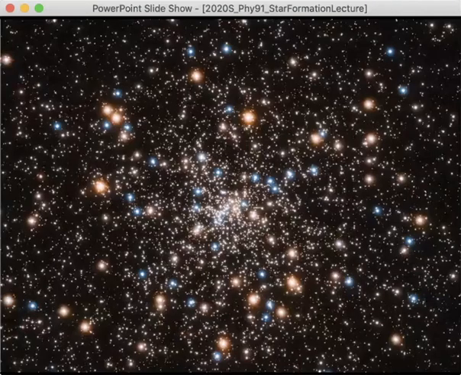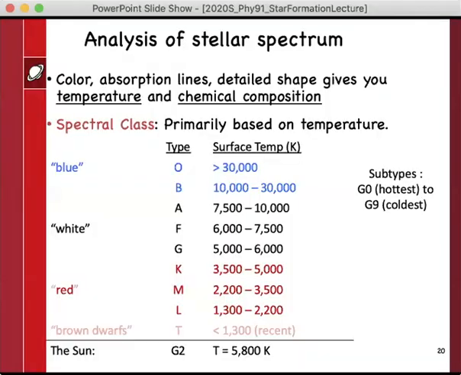So already in the late 19th century, astronomers were able to realize that different kinds of stars existed. There were blue stars and red stars and white stars, and they seemed to have different properties other than just their brightness. They had different colors as well. And so a bunch of people at Harvard, led by Edward Pickering, started to try to classify these stars into different kinds of stars.